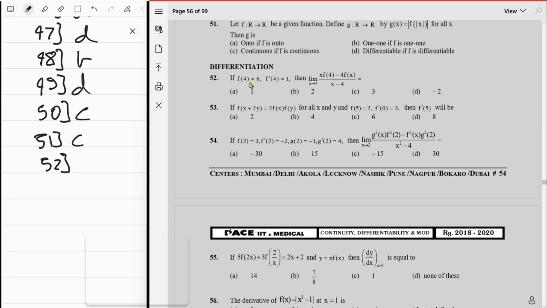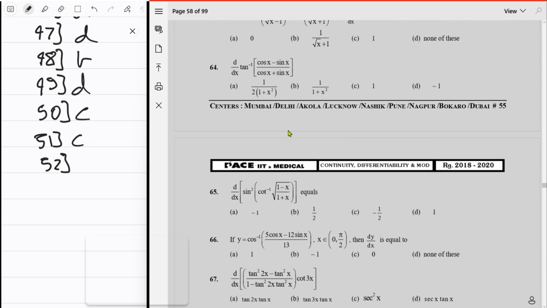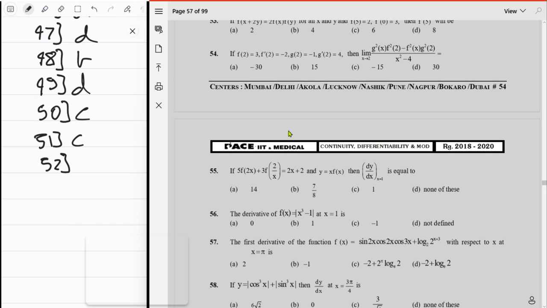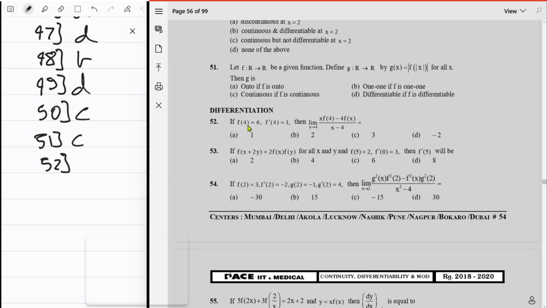Differentiation. Okay. Wait. Oh, okay. That was differentiability. And now, seriously though, why are they making us do derivatives over here when we are learning about continuity and differentiability? I don't know. Okay, if f of 4 equal to 6, then f dash of 4 equal to 1. Okay, then limit as x tends to 4 of this thing is fine.